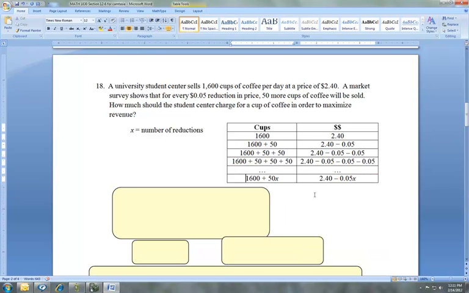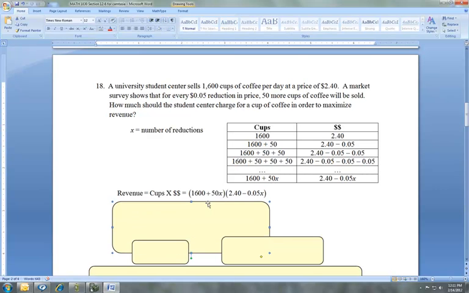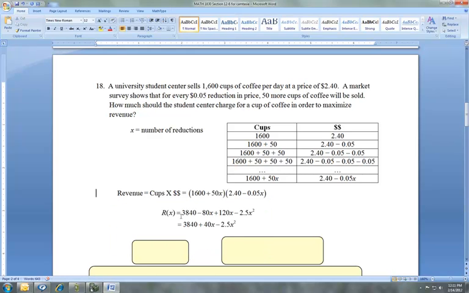Okay. So now the reason I had to do this is I had to find an equation to get me revenue. So if I do the 1,600 plus 50x times the 2.40 minus 0.05x, I'll be able to come up with a formula for revenue. FOIL this out. Combine like terms. Another parabola concave down, so what we'll come up with is going to be our maximum value.